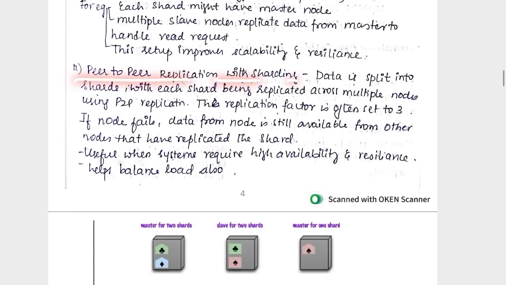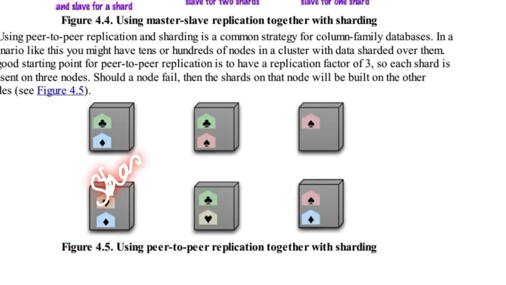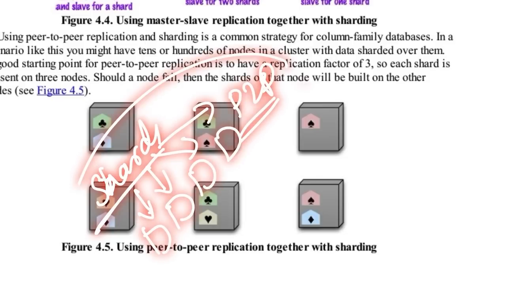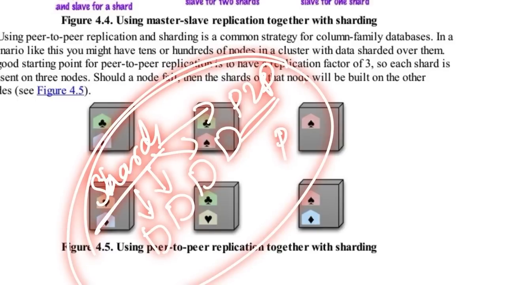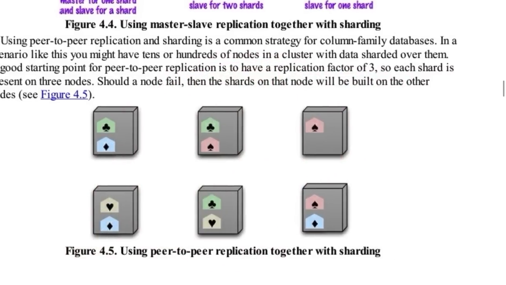Next we have peer-to-peer replication with sharding. Here the data is split into shards and each shard can be replicated across multiple nodes. That is, a peer-to-peer connection is established here. The replication factor is usually taken as 3. Replication factor means each shard is stored on 3 different nodes.